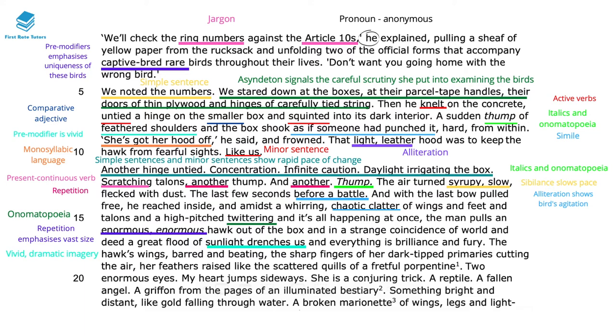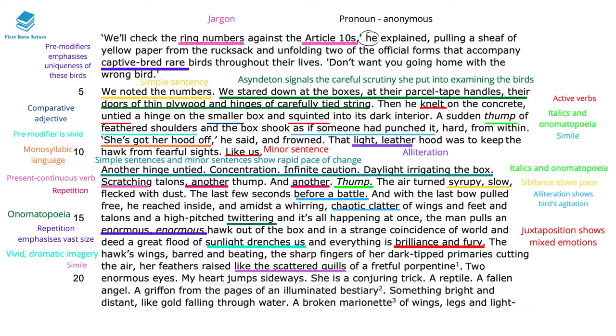And then she mentions sunlight drenching them. This is vivid, dramatic imagery. In many ways, it's actually pathetic fallacy because it reflects this aha moment that she has. She comes face to face with this enormous hawk and she right there knows that this is the hawk for her. Furthermore, the fact that she notes that everything around them is "brilliance and fury": the juxtaposition of these two terms shows her mixed emotions as she comes face to face with this hawk.